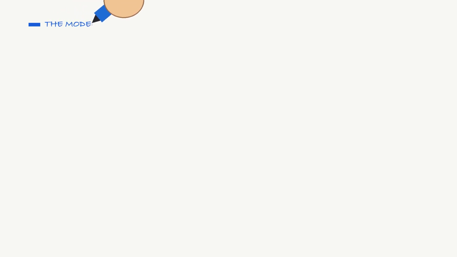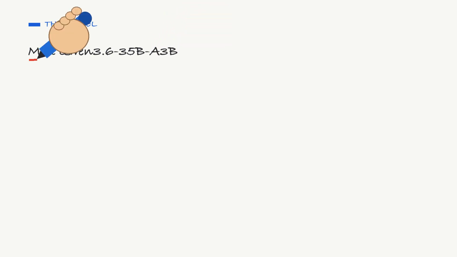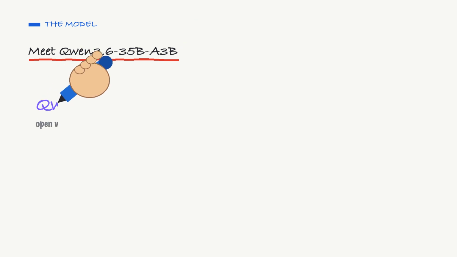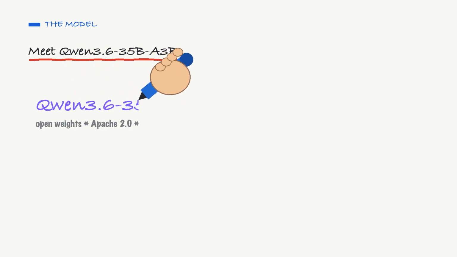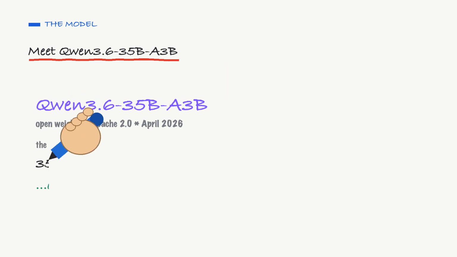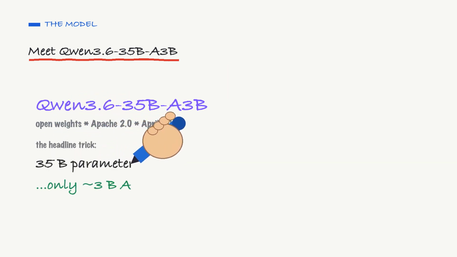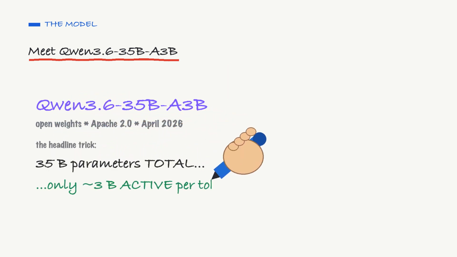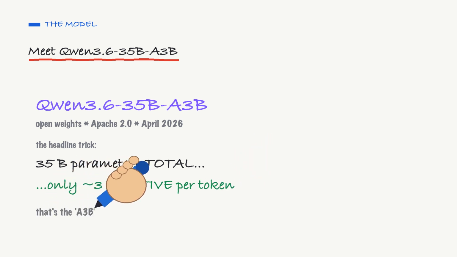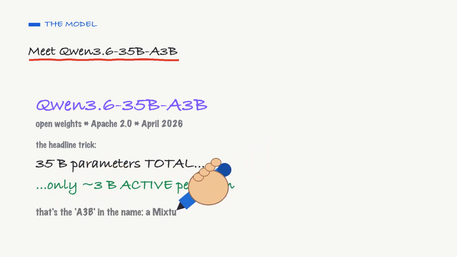Now, the model I promised. Qwen 3.6, 35B, A3B. An open weights model released in April 2026 under the Apache 2 license, which means you can use it commercially at no cost. And the name is the headline. 35 billion parameters in total, but only around 3 billion active for any given token. That's what A3B means, and the trick behind it is called mixture of experts.